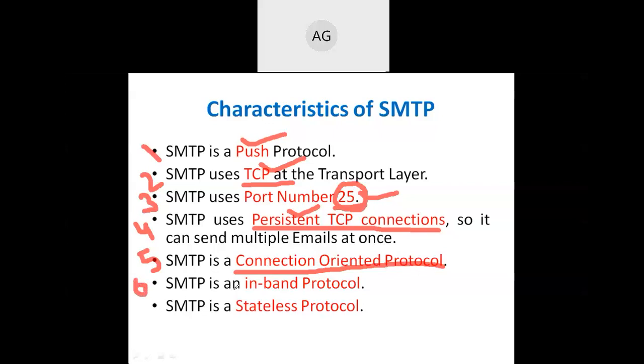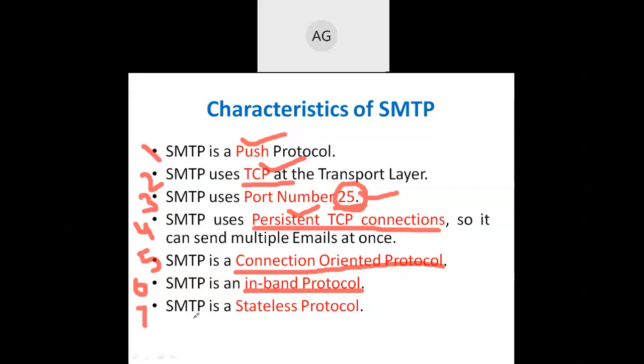The next point is SMTP is an in-band protocol. In another characterization, there are basically two types of protocol: in-band protocol and out-band protocol. So SMTP uses the in-band protocol. The major difference between the in-band and out-band protocol is that in the case of in-band protocol, they are using the operating system of their own, and in the case of out-band protocol, they are using the protocol which resides outside of their operating system. So basically, SMTP follows the in-band protocol.